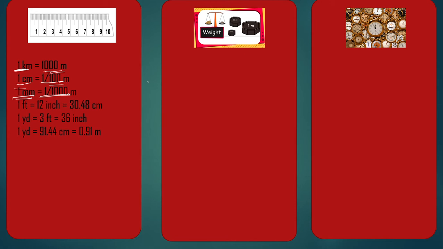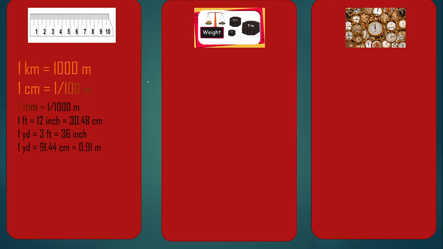Similarly, 1 yard is less than a meter. It is 3 feet, and that is 36 inches. In terms of meter, it is 0.91 meter, approximately 9 centimeter less than a meter. So 1 yard is 91.44 centimeter, which can be written as 0.91 meters. All right, we'll move on to the other things.